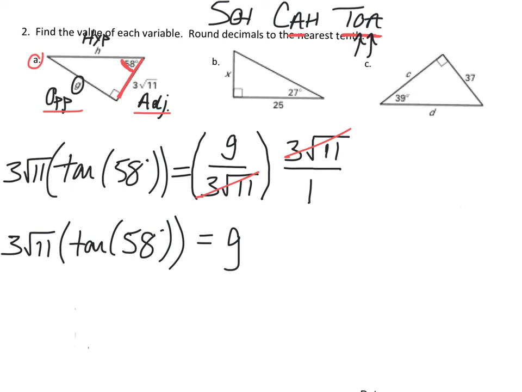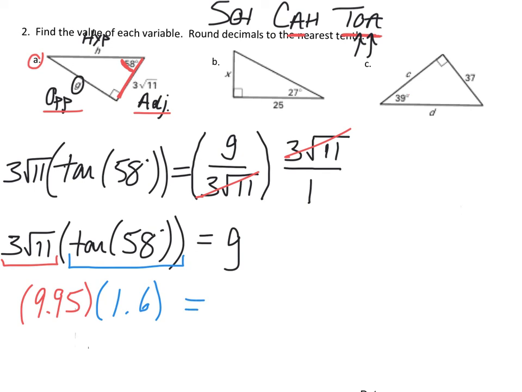It might help if we change each of these into decimals first, just to ensure that we don't mix up our order of operations. So my 3 radical 11 is going to come out to be 9.95, and my tangent of 58 is going to be 1.6. Now when I multiply those two together, I end up with 15.92, but I'm just going to leave it as 15.9.